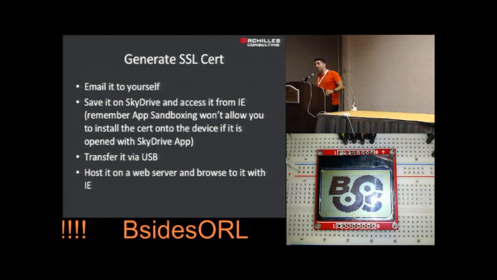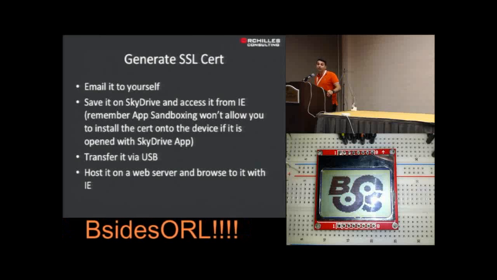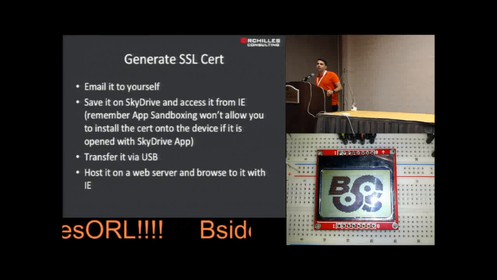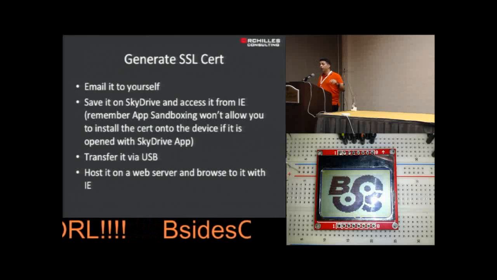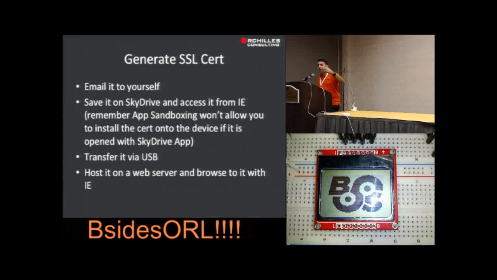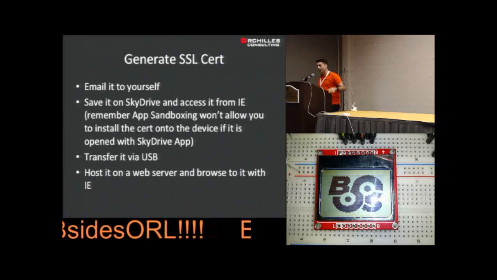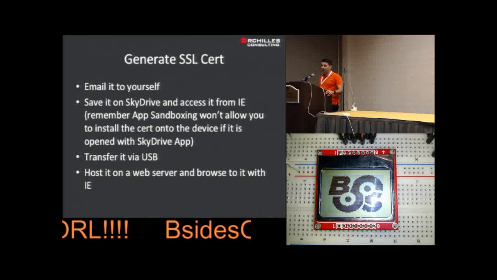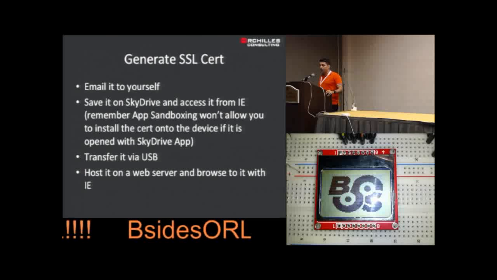The Mail app does have system access. So if you email the certificate to yourself and then open it up in your email, then you can install the certificate. If you go with Internet Explorer to the certificate, so you host it on a web server, you go there, then you can access it. You can transfer it through USB, but the easiest way was to host it on your web server.